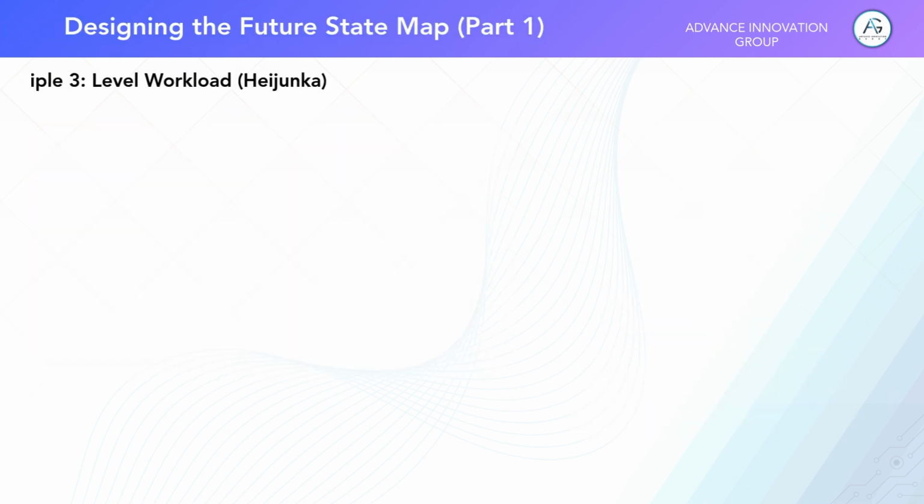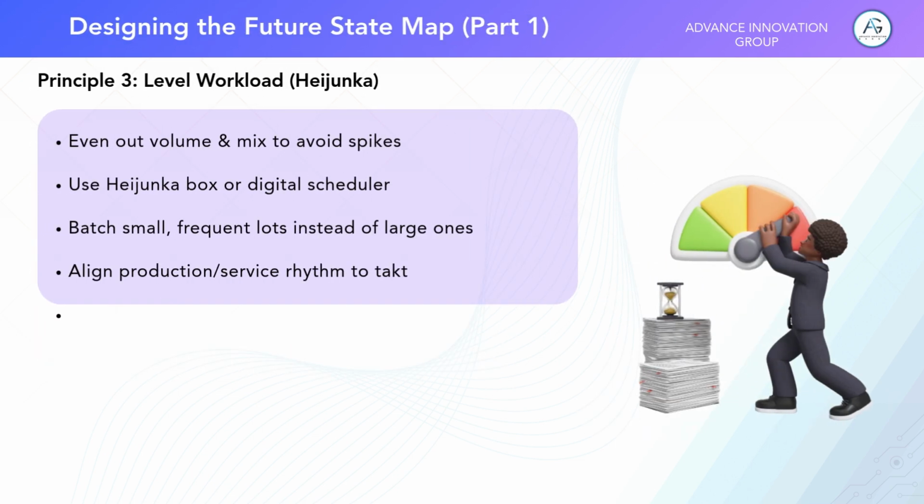The third principle is level workload, also known as Heijunka. The goal is to smooth out variations in volume and mix to prevent work spikes and idle time. We can use a Heijunka box or digital scheduler to plan production evenly. Focus on smaller, frequent batches instead of large ones and ensure that the production or service rhythm aligns with takt time to maintain steady flow and efficiency.